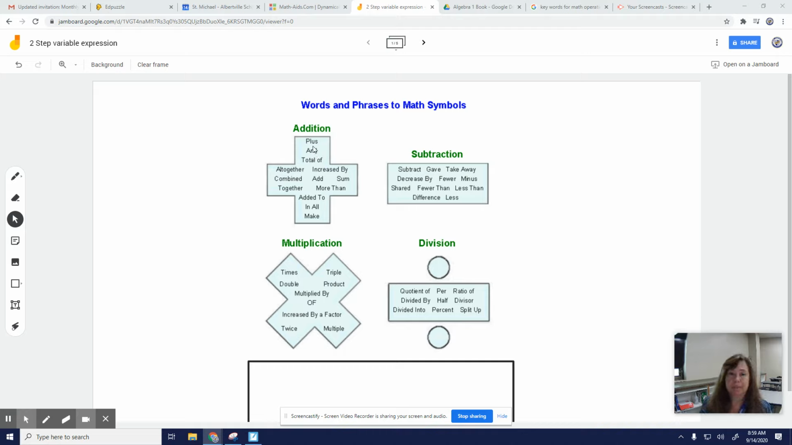we need to use. Words like plus and total of, those words indicate that we are going to be adding. Words like subtract, less than, difference, those words are going to tell us that we're subtracting. Words like times, double, twice, they indicate that we're going to be doing multiplication. And words like quotient or percent or divided by, those words are going to indicate division.